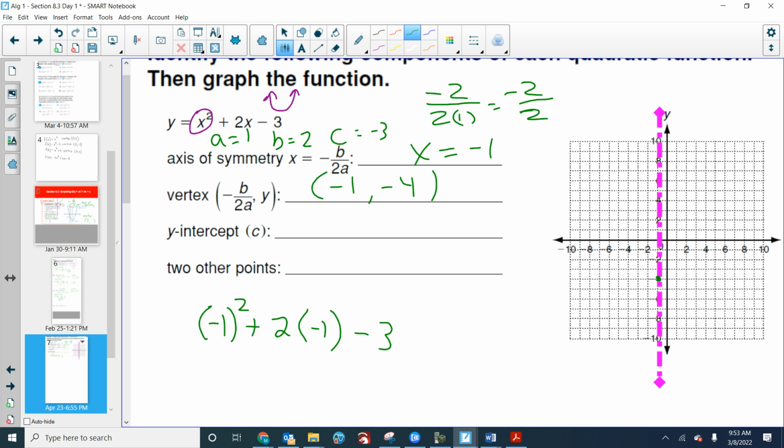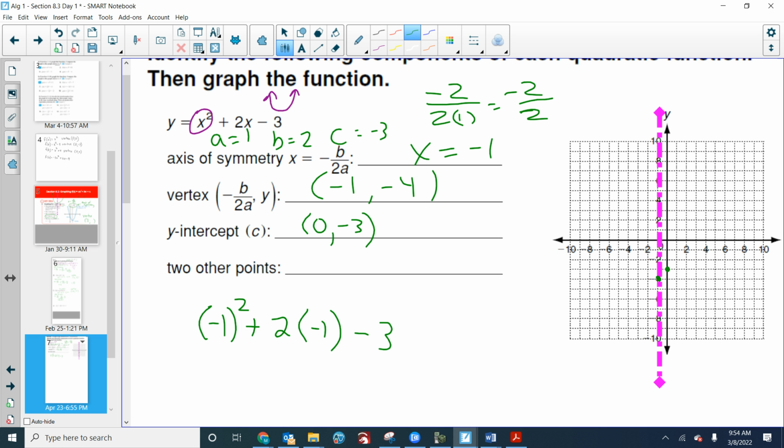Everybody good? Now watch. Your y-intercept is your c. So guys, my y-intercept, I would probably put it as a point. My y-intercept is 0, -3. Go put it on the graph. 1, 2, 3. There's another point. Everybody with me?